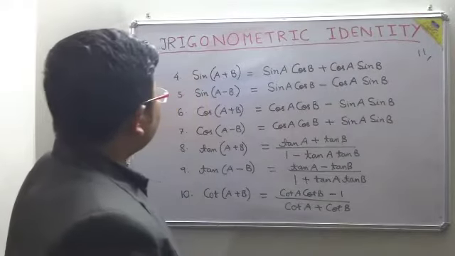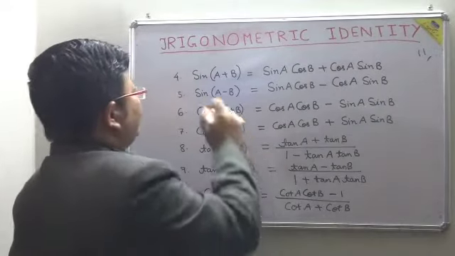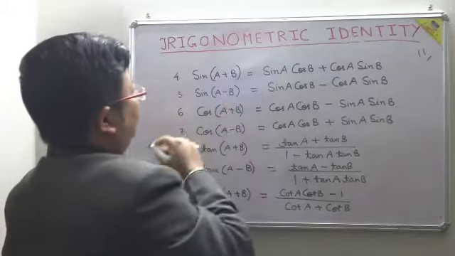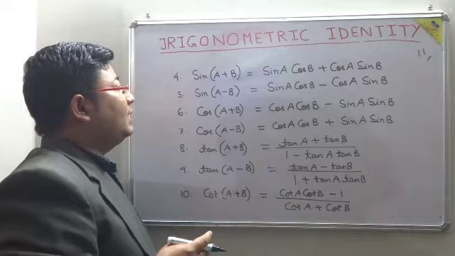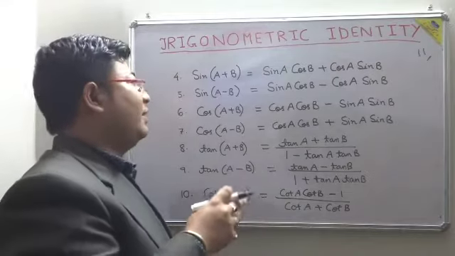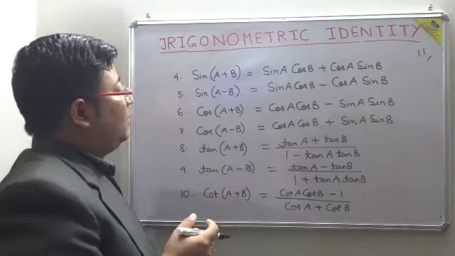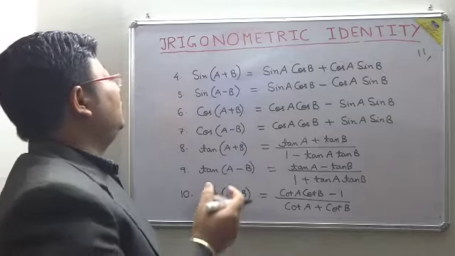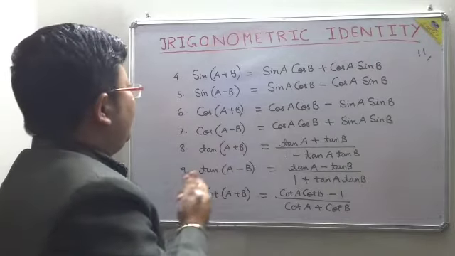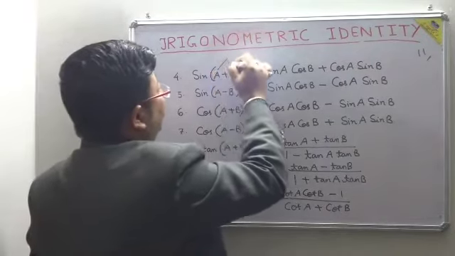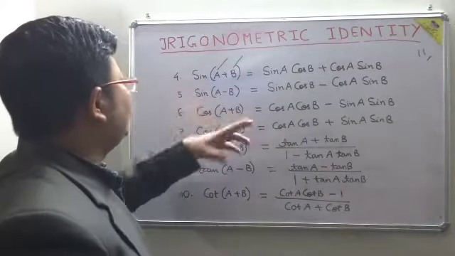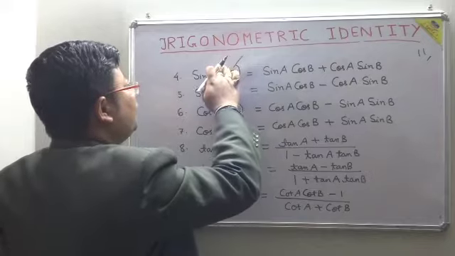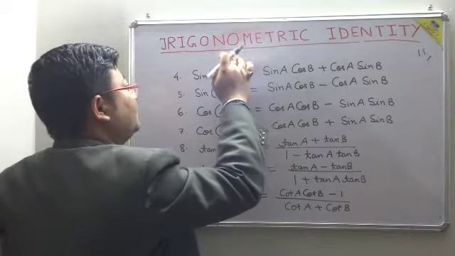Okay, now what is sin(A plus B)? It is the compound angle. What is a compound angle? Compound angle means the summation or difference of two angles. Here A is one angle and B is another angle, so it will be a compound angle, A plus B. So now let us see what is sin(A plus B). This is the fourth one.